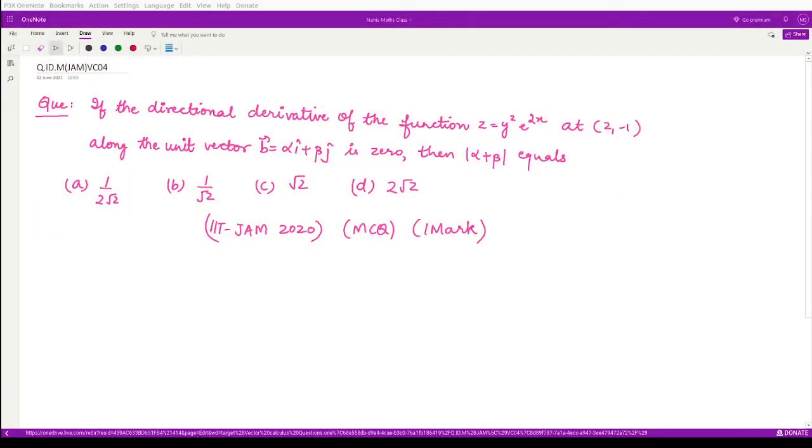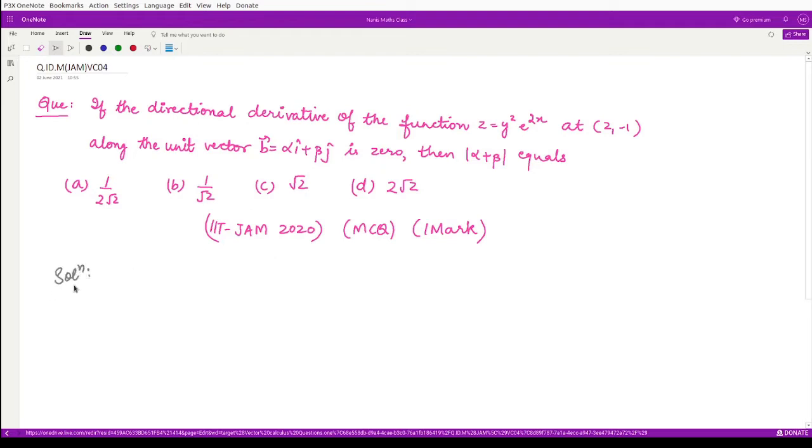So the question that is available to you here says: if the directional derivative of the function z is equal to y square e to the power 2x at the point (2, -1) along the unit vector b, which is given to be alpha i cap plus beta j cap, is 0, then the modulus of alpha plus beta is equal to which among these 4? So let's see the solution.